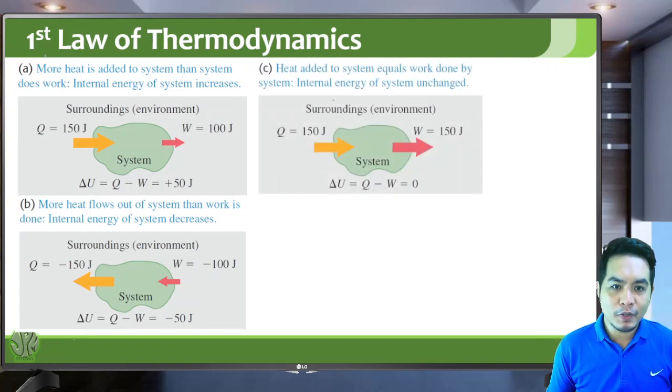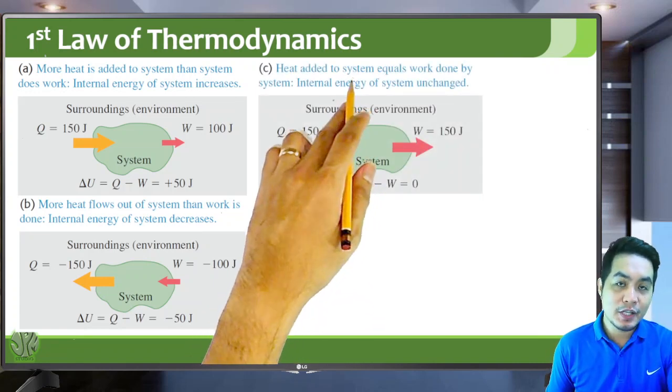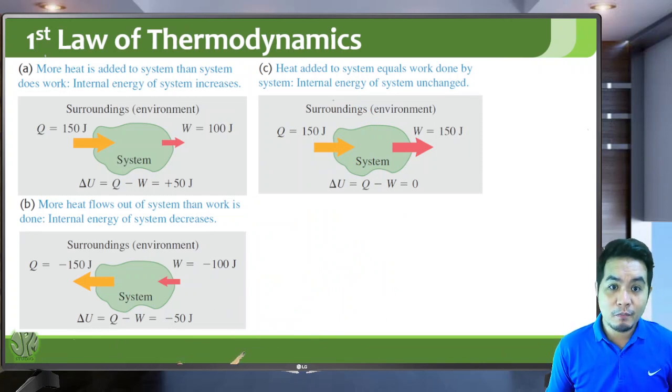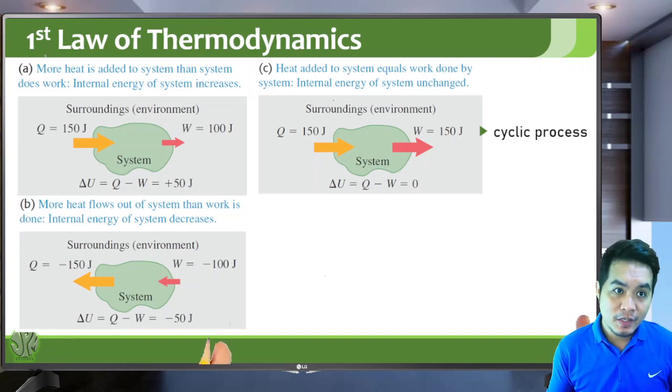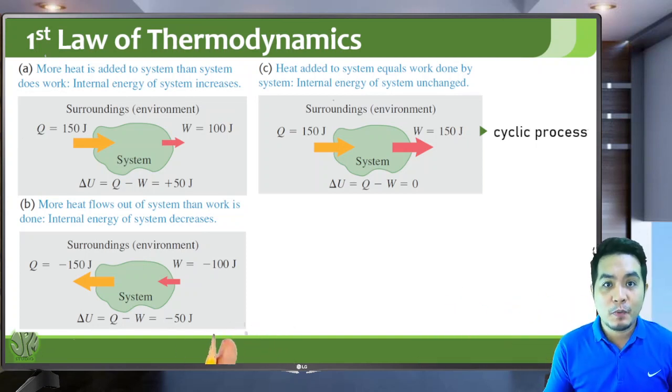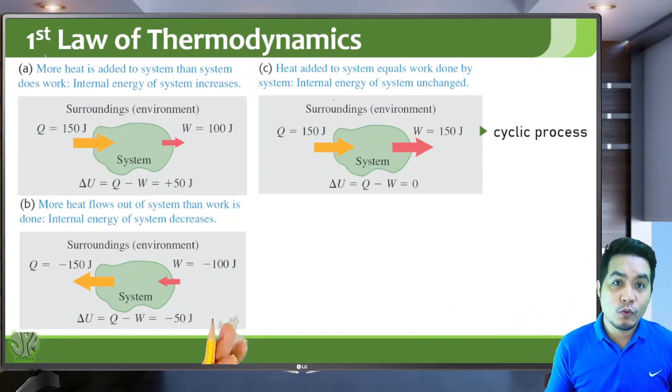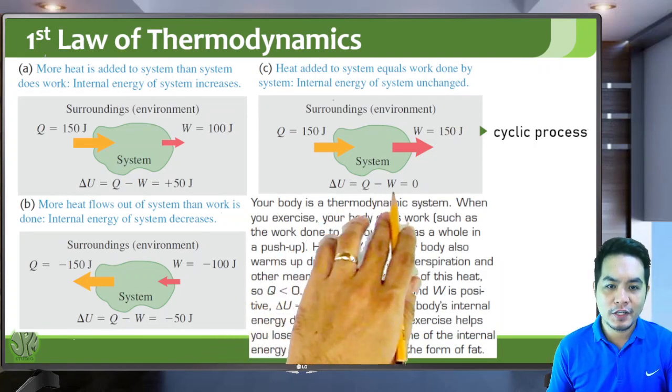In this example, the heat added to the system equals the work done by the system. And in this case, the internal energy of the system is unchanged. So this is an example of a cyclic process where the internal energy of the system, after a certain thermodynamic process, just returns to its original state. So the change in internal energy is zero.